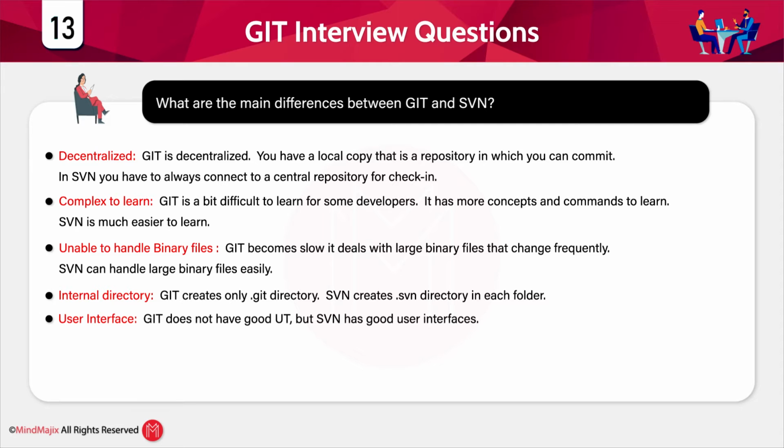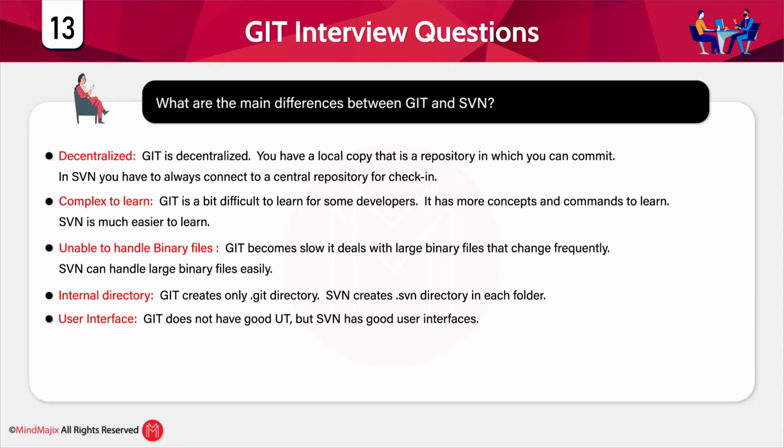Git is decentralized. You have a local copy, a repository in which you can commit. Every developer's machine is installed with a local repository. Even we can work offline. In SVN, you always have to connect to the central repository for check-in.